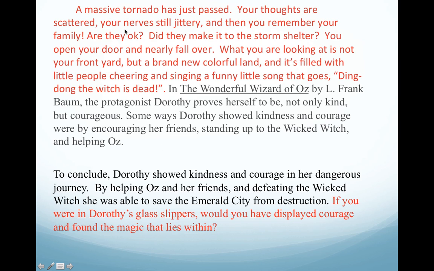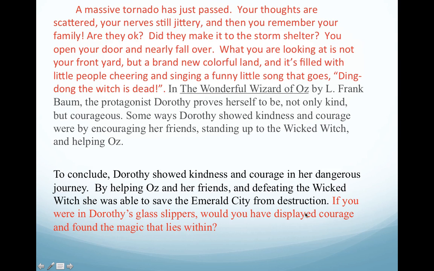Final one. This is the strategy of the reader's point of view. A massive tornado has just passed. Your thoughts are scattered, your nerves still jittery. Then you remember your family. Are they okay? Did they make it to the storm shelter? You open your door and nearly fall over. What you are looking at is not your front yard, but a brand new colorful land, and it's filled with little people cheering and singing a funny little song that goes, "Ding dong, the witch is dead."